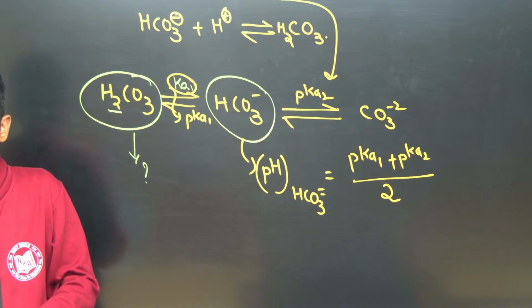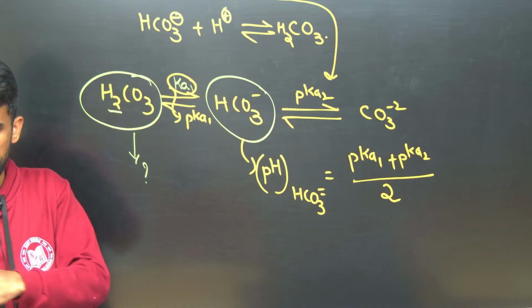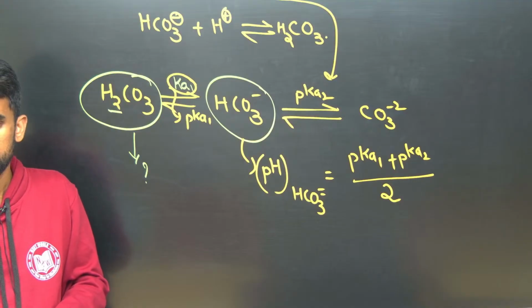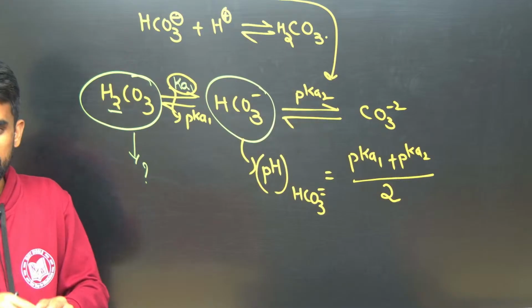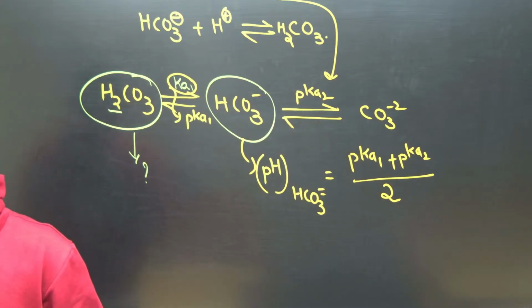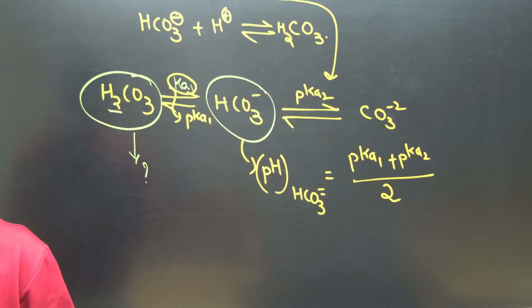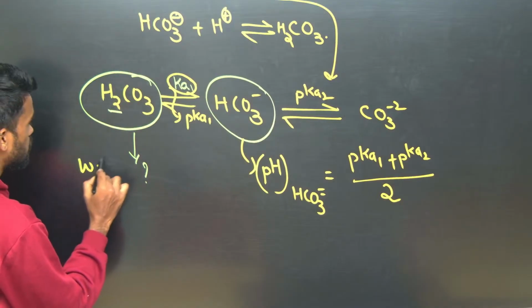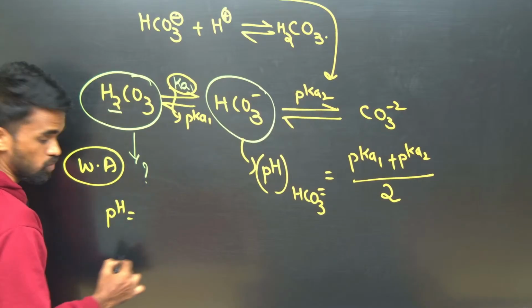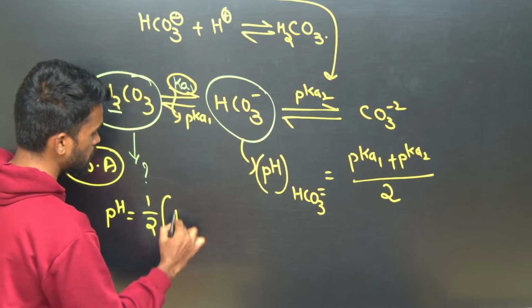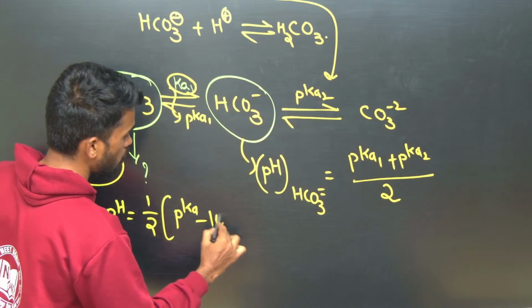Just now you have studied that, this one, before salt hydrolysis. Consider water also. After that, just check half pKa. So this is a weak acid now, so the pH formula should be taken this one: pH equals half into pKa minus log C.